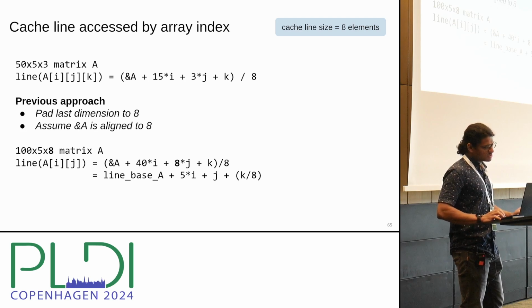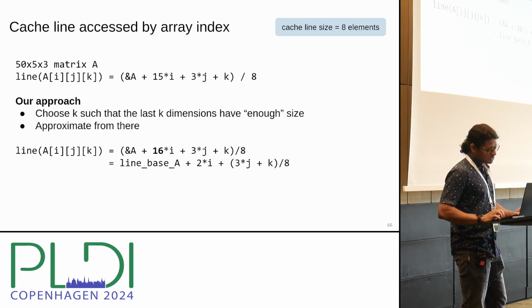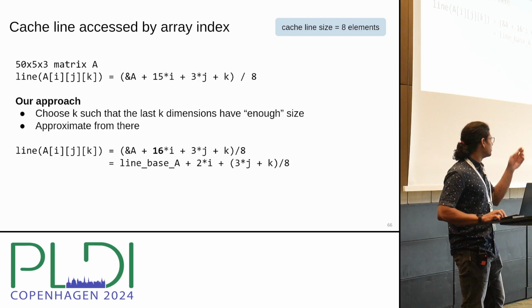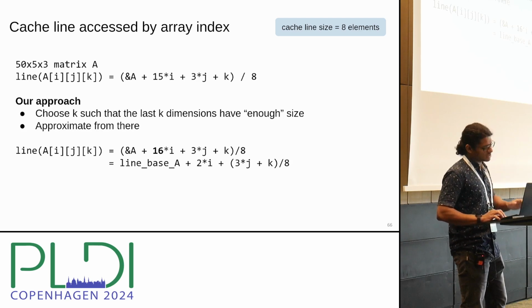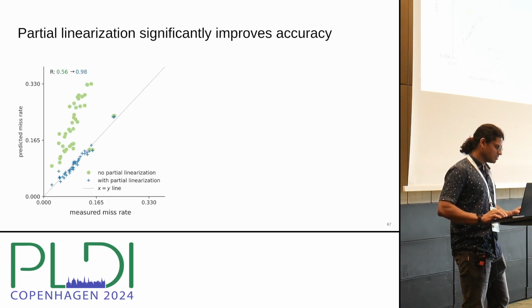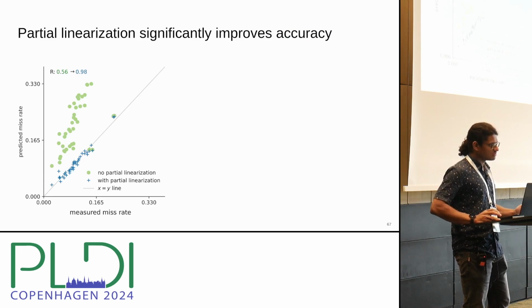That seemed to work okay for them in PolyBench, but in convolutional neural networks, for example, and probably many other applications, the last dimension can be really small. So if you pad it to 8, it makes a big difference. We make a slight modification to this where we look for a sufficiently big dimension and pad that. That makes a pretty big difference to accuracy, at least on the benchmark of CNNs.